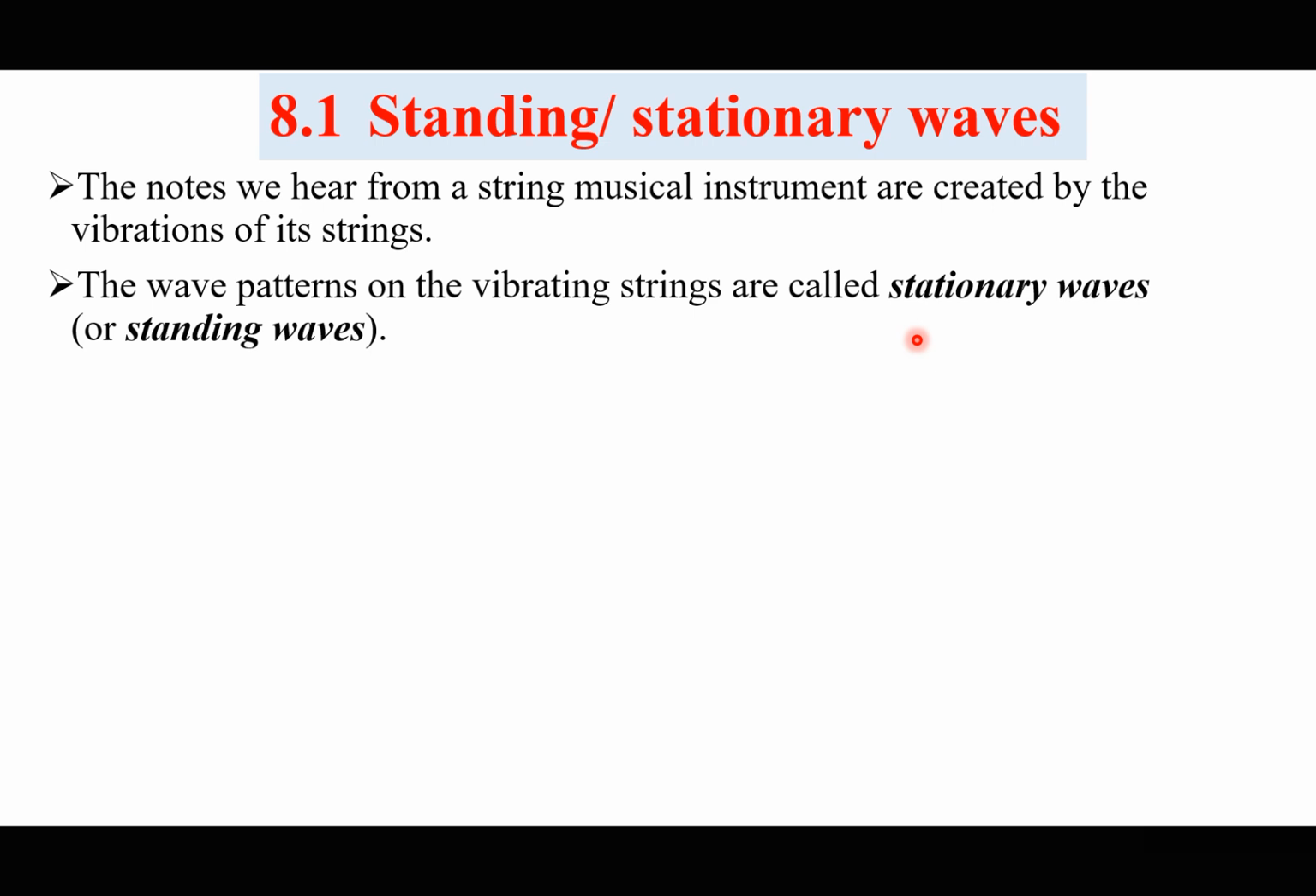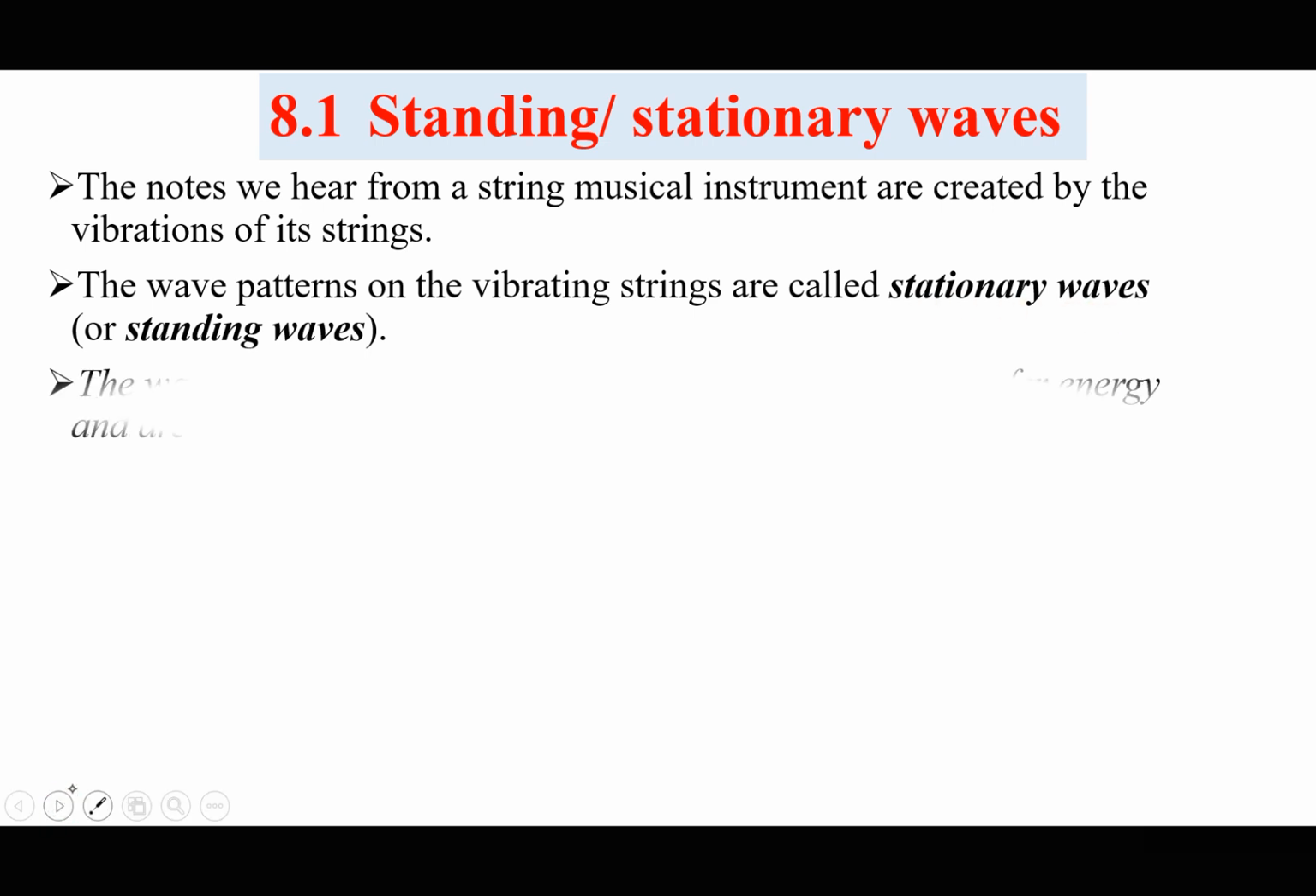When you pluck a string, the string itself vibrates, say, up and down, producing transverse progressive waves. A progressive wave propagates from one end to another and undergoes reflection. So a continuous incident wave and a reflected wave from the other end meet to produce what we shall be calling stationary waves or standing waves.